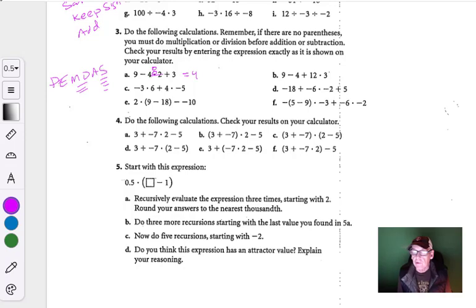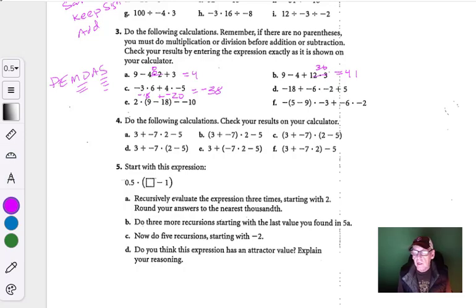Over here we have to do the 12 times 3 first. That's going to be a 36. So we have 9 take away 4, which is 5, plus 36 gives us 41. Over here we have to do the negative 3 times 6, which is negative 18 first. And then we have to do the 4 times a minus 5, which is a minus 20. And we end up with negative 18 plus a negative 20. That's going to be negative 38.